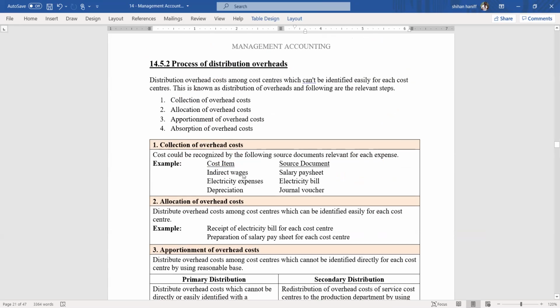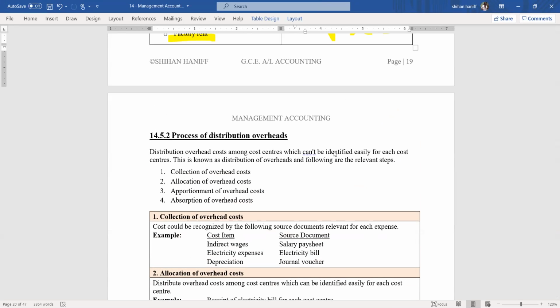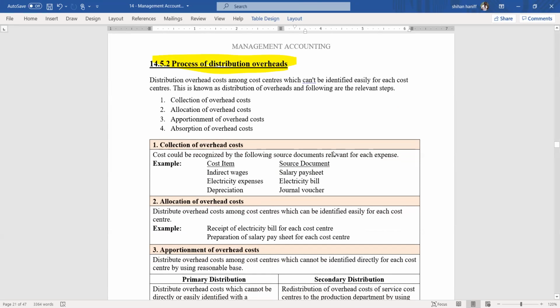Right? Now this is the most important part, the process of distribution of overhead. How can you allocate the overhead into the production? So there are four steps. Number one is collecting the overhead. Number two, allocation of overhead. Number three is called apportionment of overhead. Number four is called absorption of overheads. So these are the 4 steps: collection, allocation, apportionment, absorption.